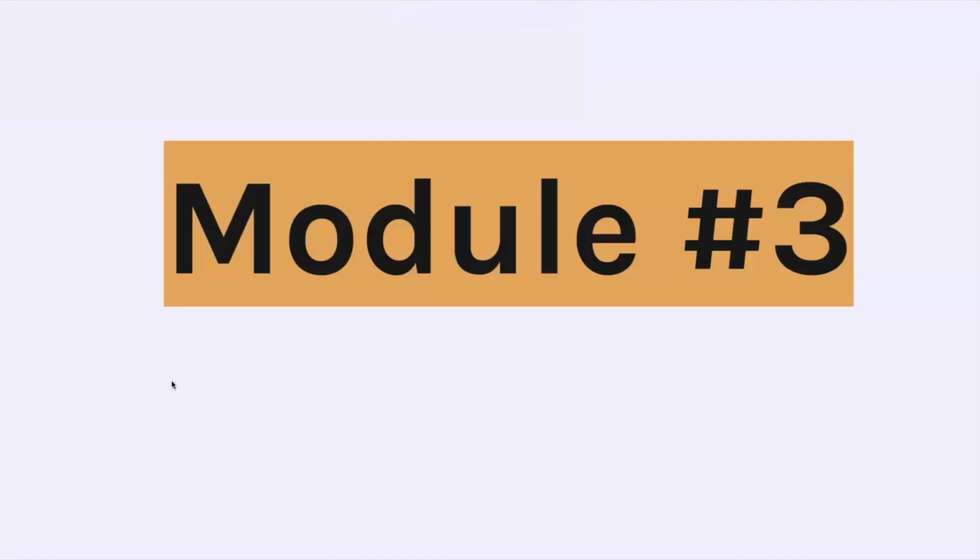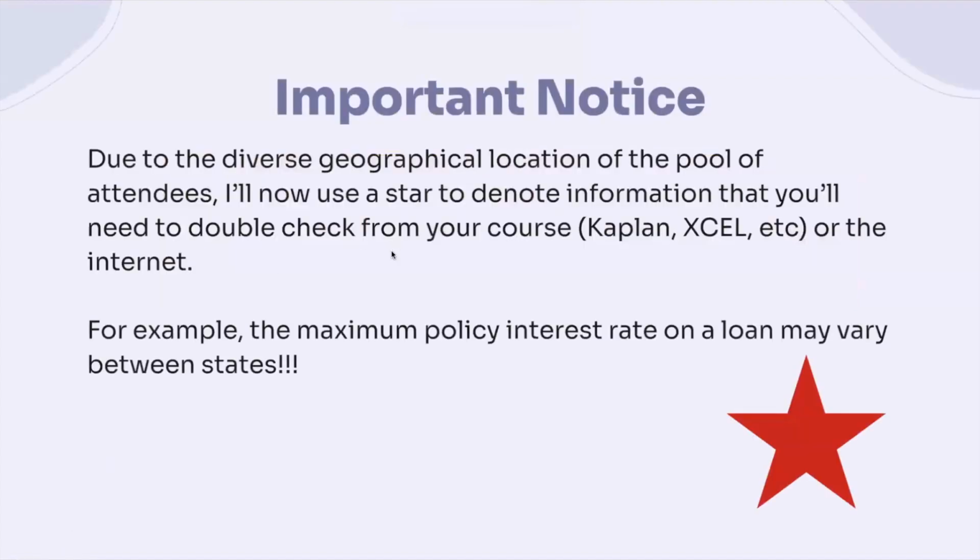Okay, so we're on module 3 here. And the first thing is that, especially with this module, I will put a star by many of the topics because they sometimes vary by state. So if we were talking about interest rates and cash values and borrowing against the cash value, we might sometimes see a difference in interest rate between states.